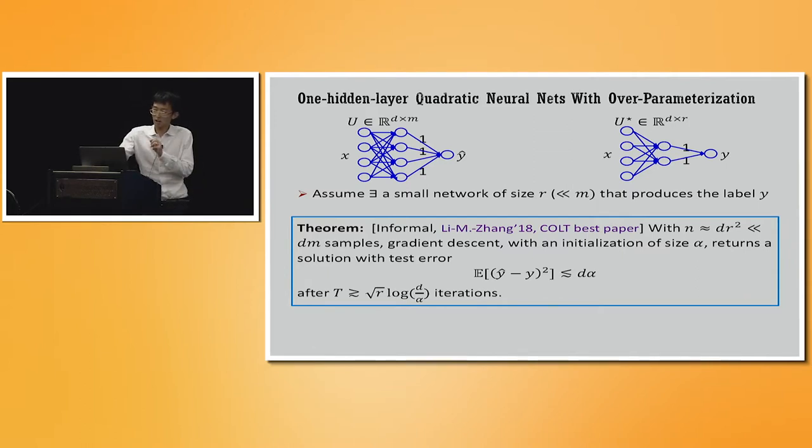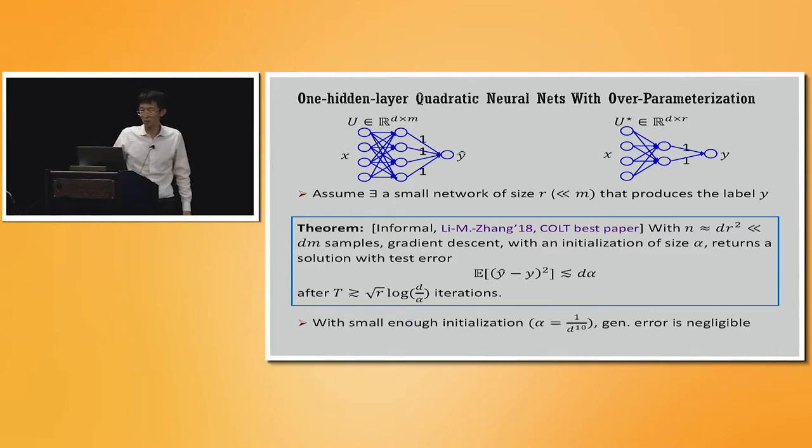So let me parse this. Alpha seems to be a big number, but actually we are going to take alpha to be super small, say alpha is like 1 over d to the 10. And then the generalization error is negligible because d times alpha is very small. And the cost of doing this is also small, because the number of iterations you need to get this test error is T, which equals square root of log d over alpha. If you take alpha to be 1 over d to the 10, then you only lose a logarithmic factor in d in the number of iterations. So basically, this says that if you use a small enough initialization, then even though you have over-parametrization, it's going to generalize.